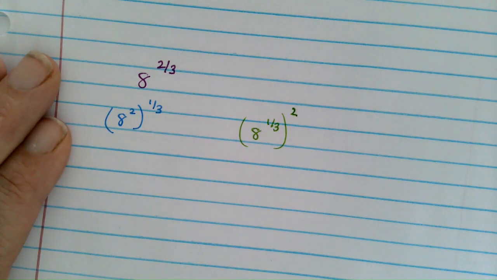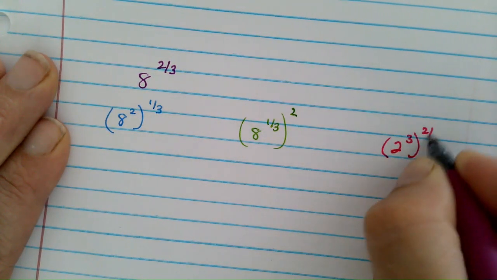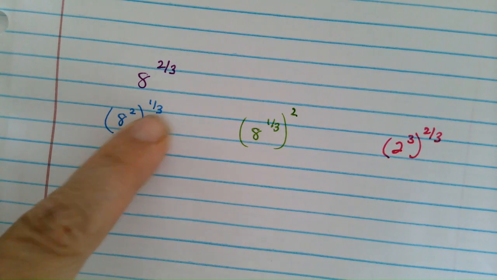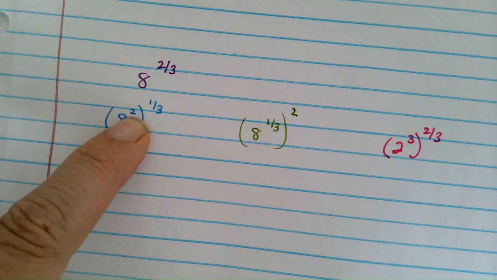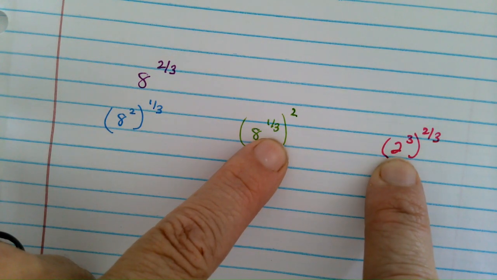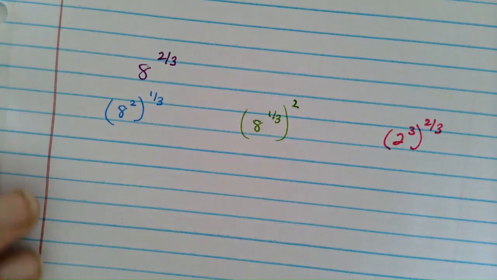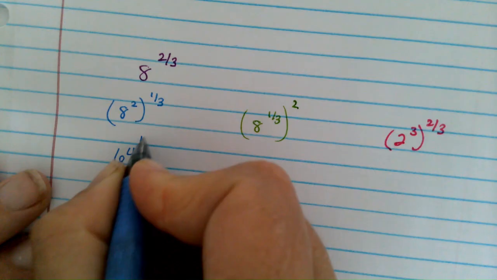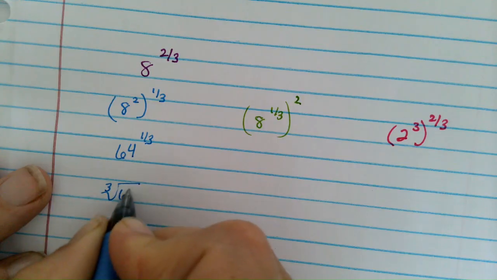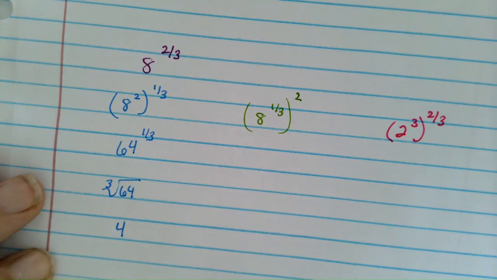Or we can think about it as 2 cubed to the 2/3 power. So here I split up the exponents by putting the whole number inside and the rational number outside. Here I did the opposite. And here I changed the base from 8 to 2 cubed. Okay? So if you decided to do the first one, we would have 64 to the 1/3 power, which is the third root of 64 to the first, which is 4, because 4 times 4 times 4 is 64.